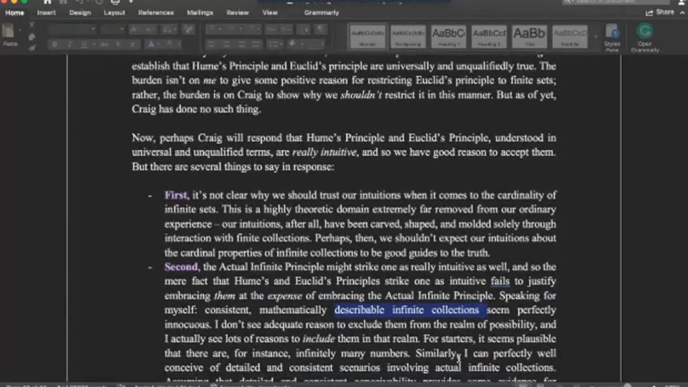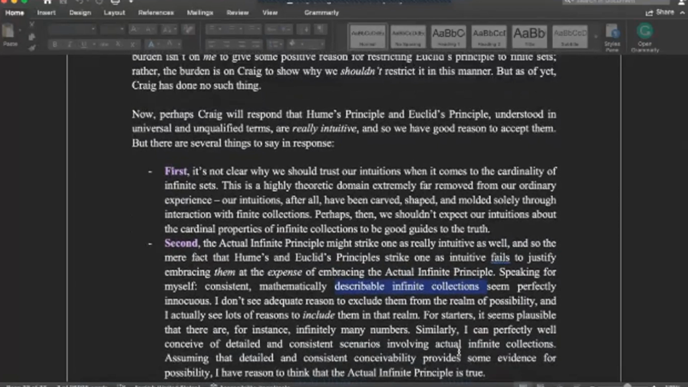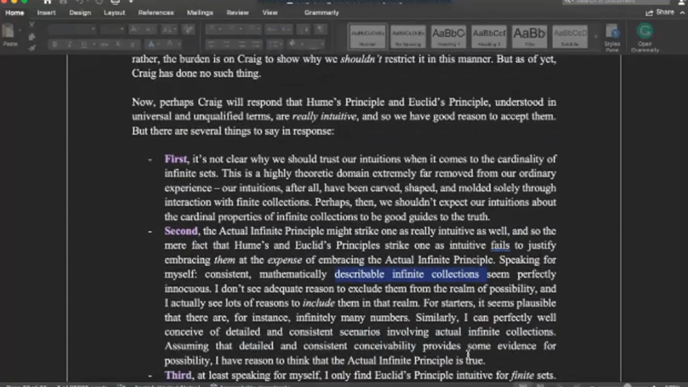For starters, it seems plausible that there are, for instance, infinitely many numbers. Similarly, I can perfectly well conceive of detailed and consistent scenarios involving actual infinite collections. If we assume that detailed and consistent conceivability provides some evidence for possibility, then I have reason to think that the actual infinite principle is true.